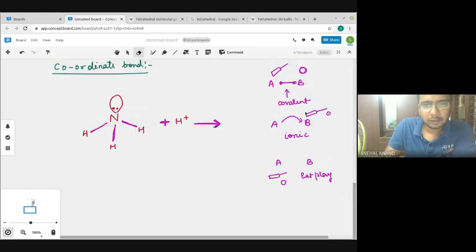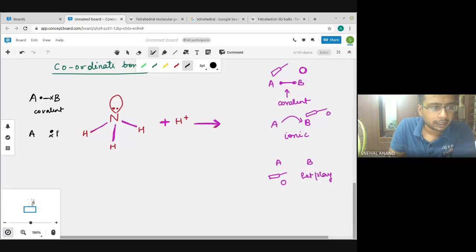So if I try to draw this more in chemistry terms, in a covalent bond, A has an electron with a dot, B has a cross, and they start sharing this electron together. This is covalent. In ionic, A donates the electron to B, says you take my electron and go. So A gets a positive charge, B gets a negative charge. This is ionic.